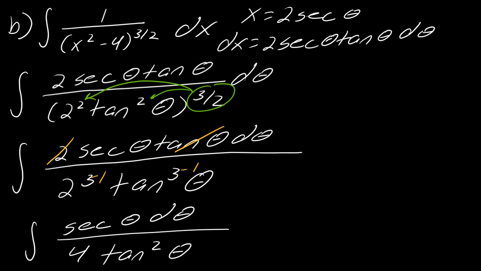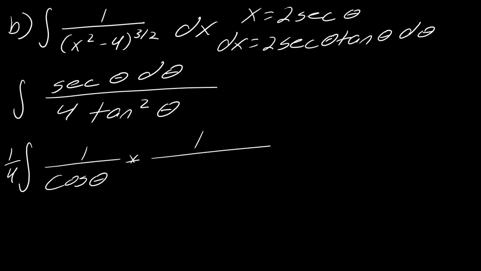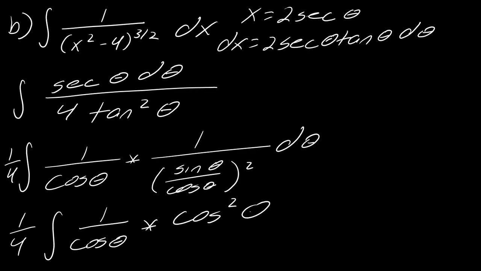So let me clear some space. Let's just rewrite this for a second. Secant theta is 1 over cosine theta. Let's bring the 1 over 4 out here. And then I've got 1 over tangent squared theta. So just think about what that is. Tangent is sine of theta over cosine theta, all of that squared. And then I've got 1 divided by all this, so I'm going to take the reciprocal. I like to write everything out in all these little details because it seems really simple, but if you do too much too fast in your head, you're probably going to make a mistake.